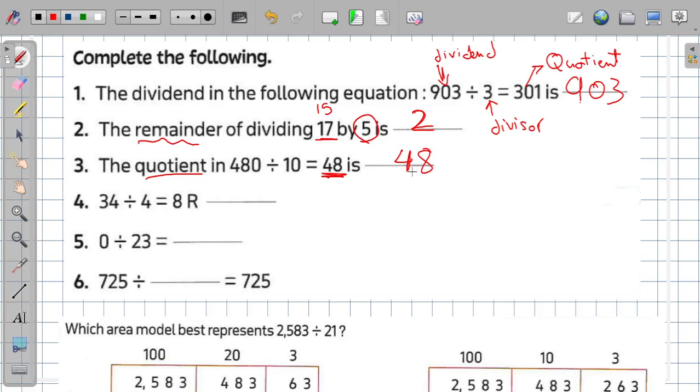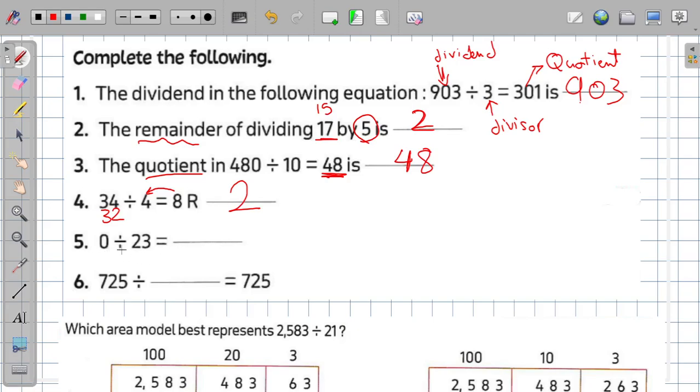Next I have 34 divided by 4 equals 8 remainder what? If I want to get the remainder, I will multiply 8 by 4 first. 8 times 4 equals 32. What is the difference between 34 and 32? It's 2, so the remainder here is 2. If I want the remainder, I will multiply the quotient by the divisor, and subtract the result from the dividend. So 34 minus 32 is 2.